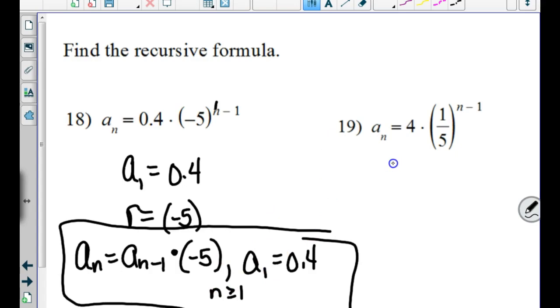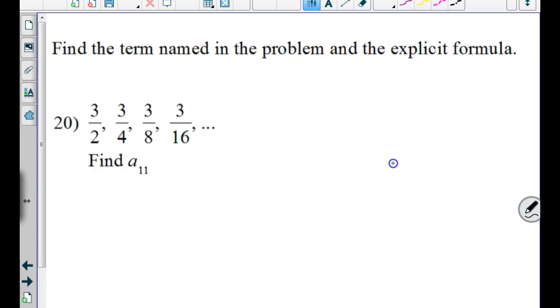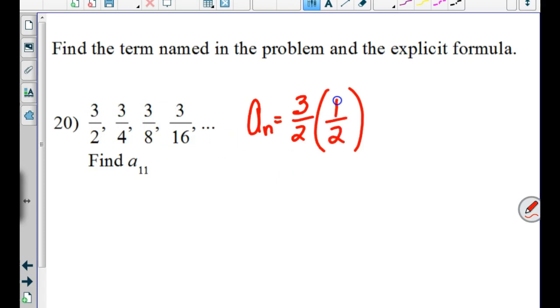Do we need to do the next one? Are you good? Good on 19? Okay. 20, find the term named and the explicit formula. Well, let's start with the explicit formula. What's the first term? Okay, so a sub n equals 3 over 2 times, can you tell what they're multiplying by? Yeah, 1 on the top, 2 on the bottom, right? So there's the explicit form.